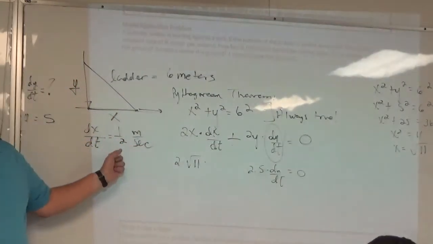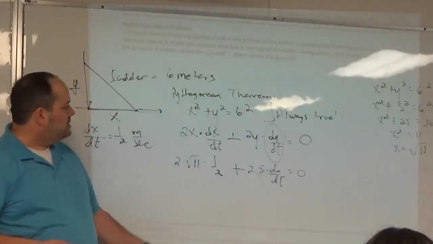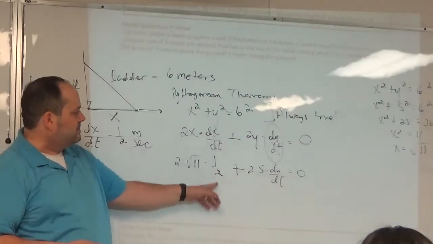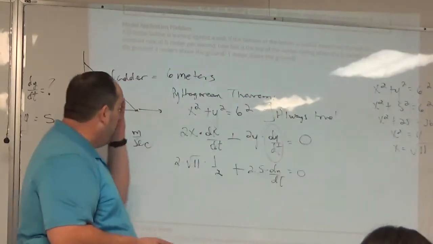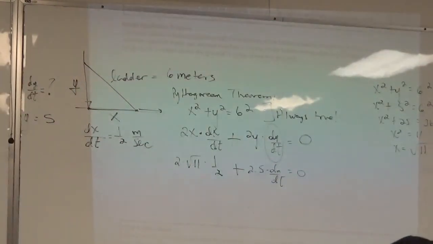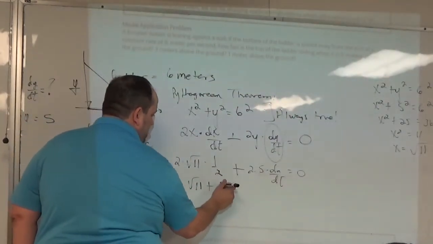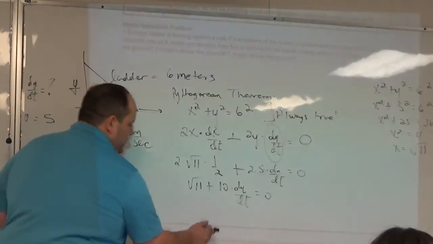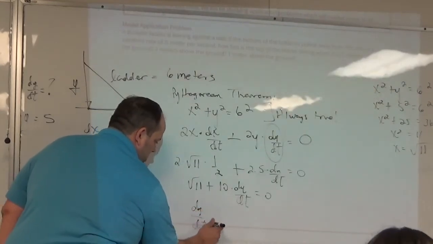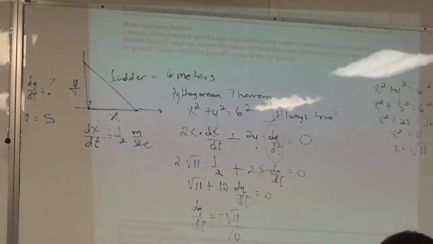dx/dt, they told us, is this half. So plugging everything in, 2 times square root of 11 times a half, plus 2 times 5 times dy/dt is going to be equal to 0. I want to get dy/dt. So what, 2 times a half is going to be 1. What's that, square root of 11? Plus 10 dy/dt is equal to 0. Is it negative? Negative square root of 11 over 10?